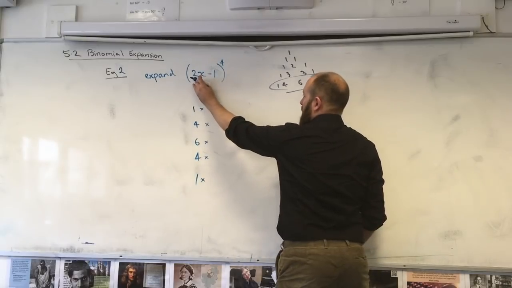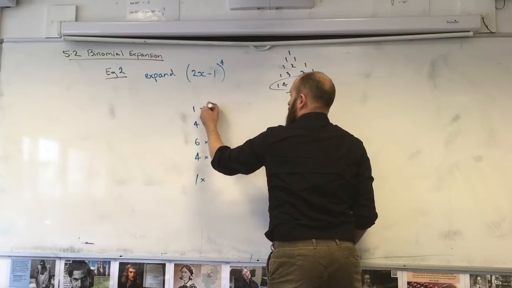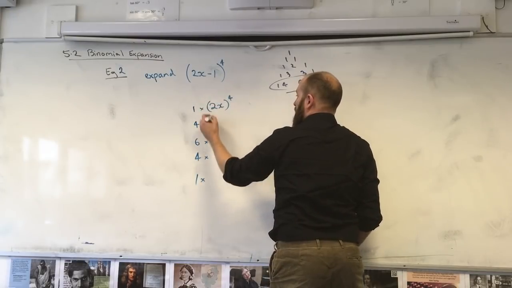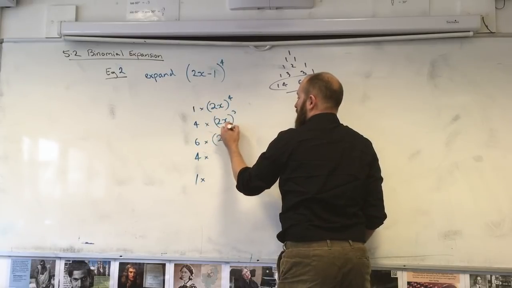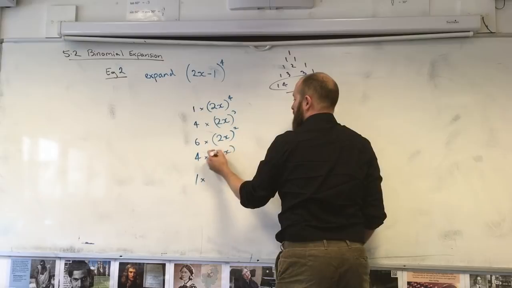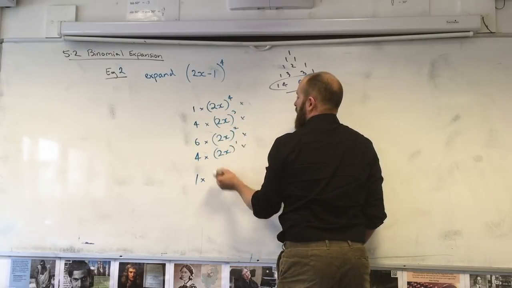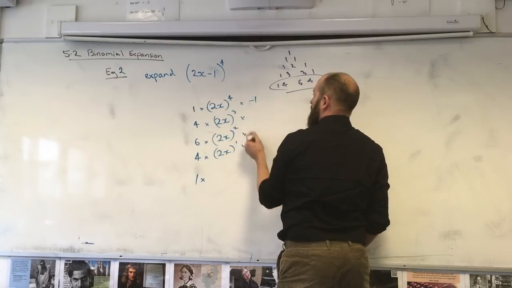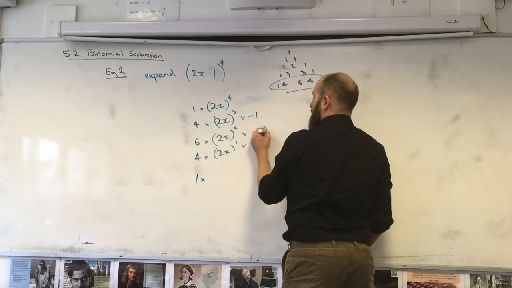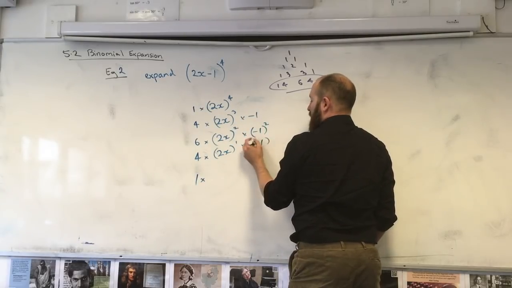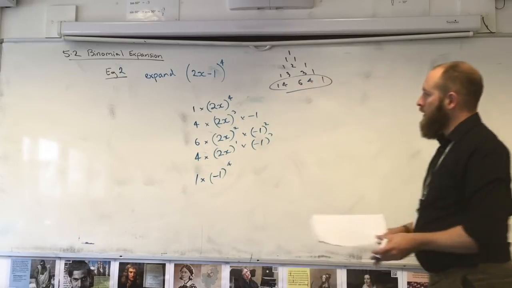And we're going to get this to the power 4, that's to the power 3, that's to the power 2, that's to the power 1, none of them. So (2x) all to the power 4, (2x) all to the power 3, (2x) squared, 2x, none of them. And then we're going to times that by minus 1. So minus 1, none of them to start with. One of them next is times minus 1. Now times minus 1 squared. Minus 1 cubed, and minus 1 to the power 4.